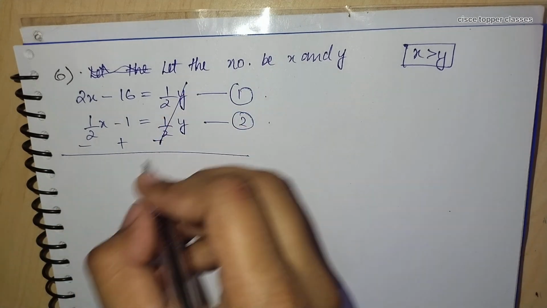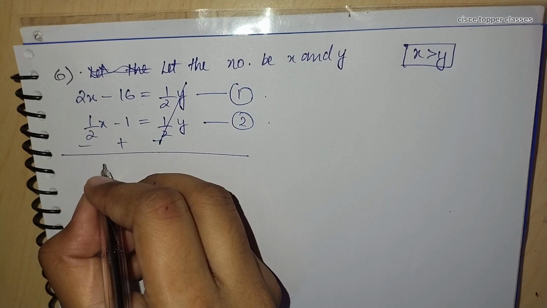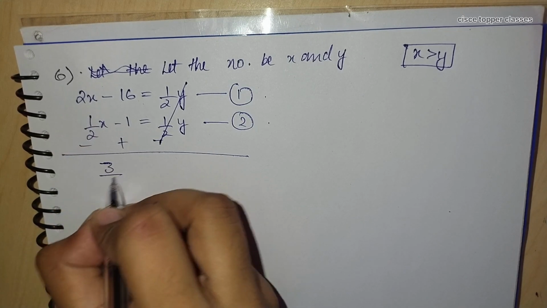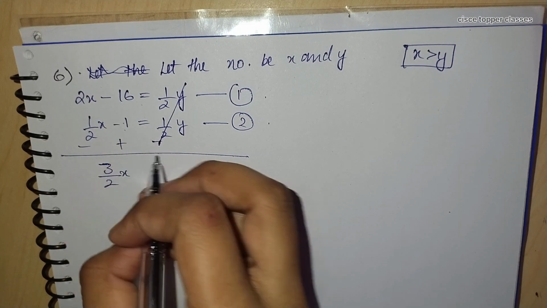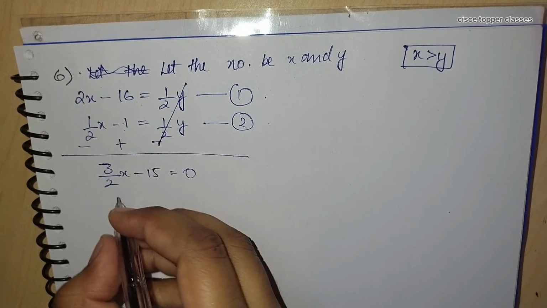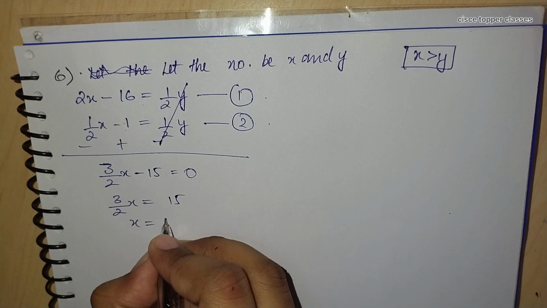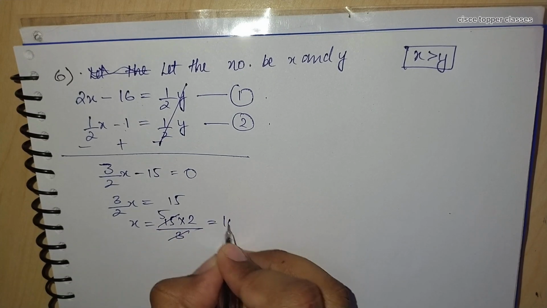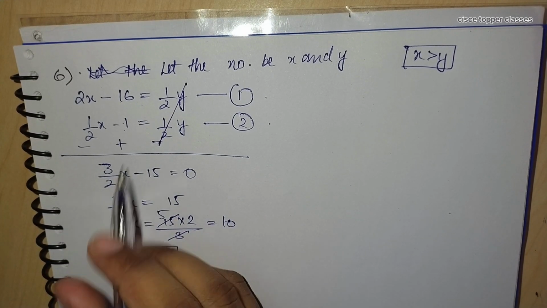On subtracting, this will be cancelled out, and here we will get 2 minus 1 by 2, which is 3 by 2x. And here we will subtract minus 16 with 1, so minus 15 equal to 0, as this will be cancelled out. So 3 by 2x is equal to 15, and from here x is equal to 15 into 2 divided by 3. This is 10. So x is equal to 10 from here.